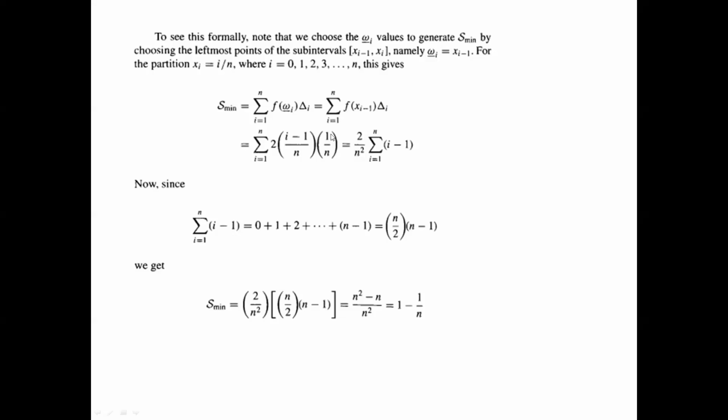Now over here, see this. If you have n intervals, then the width of each interval should be 1 by n. Remember, the interval is 0 to 1. So we are basically dividing 1 into n number of classes. On the other hand, for this functional value f of x(i minus 1), the function is 2x. So we simply write 2, and here this is (i minus 1) by n.